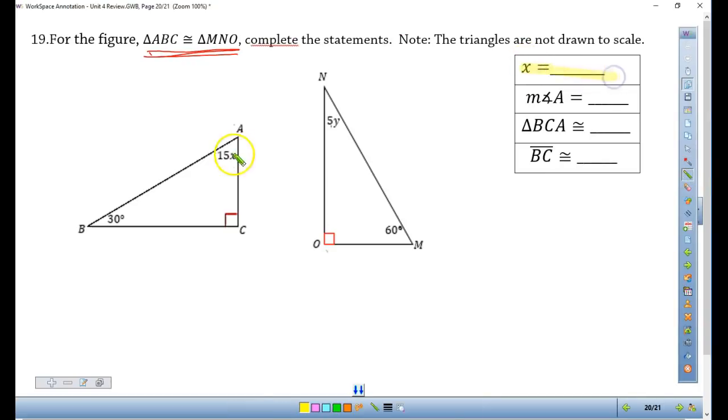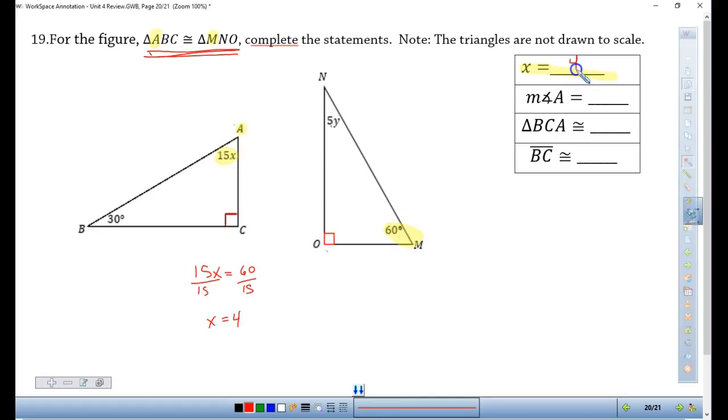Well, here is where x is, and it's in angle A. So let's look at the spelling. A would match M. Do I have something in M that I can match it to? I do indeed. So 15x would have to equal 60, and then I can just divide. So I end up with x equals 4.